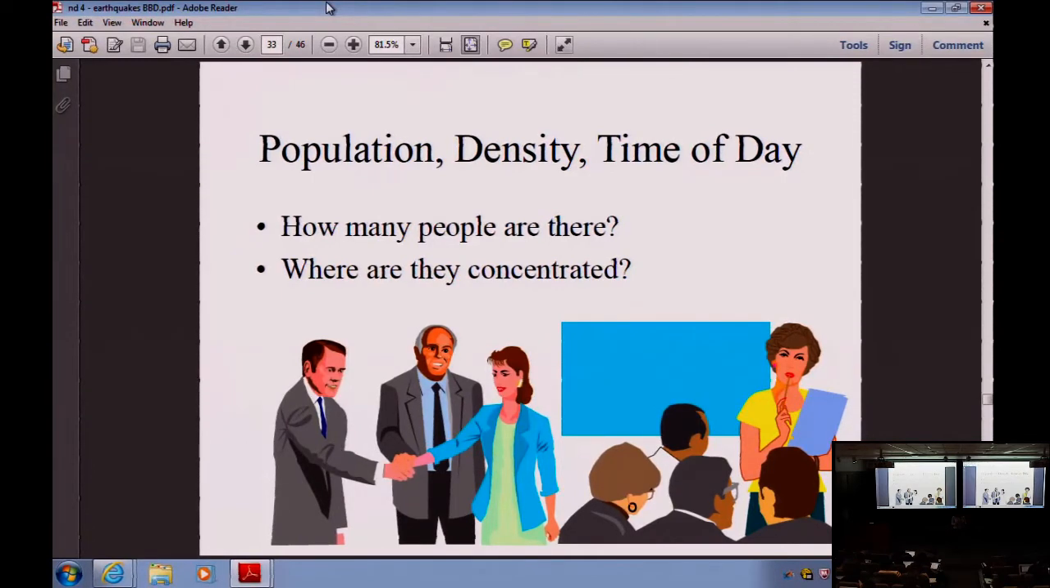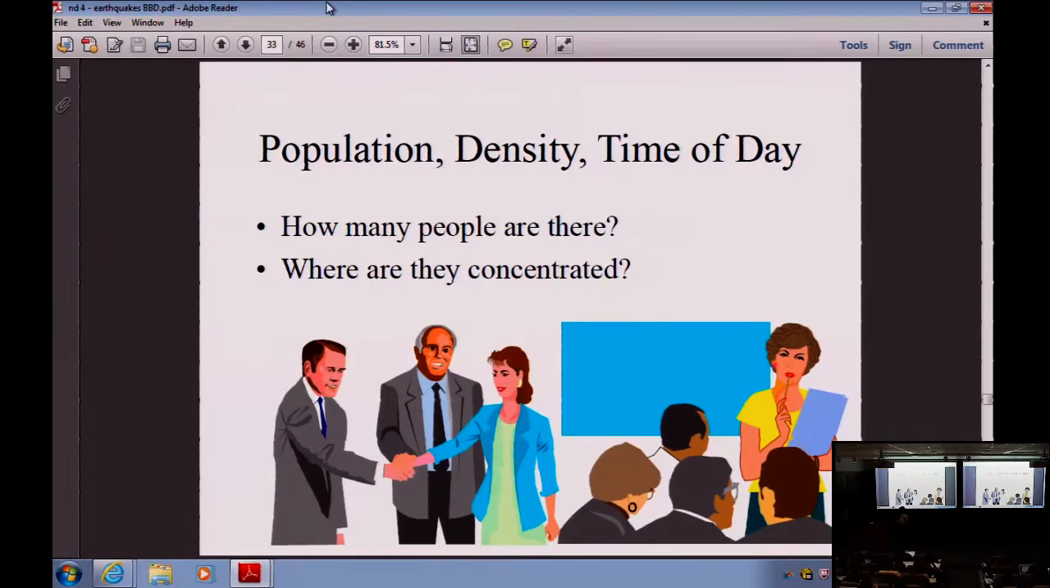The damage would be the same, but nobody would be trapped in the buildings. Maybe some night workers, security, cleaning staff. The death toll would be smaller. So it matters what time of day the earthquake happens and where people are.